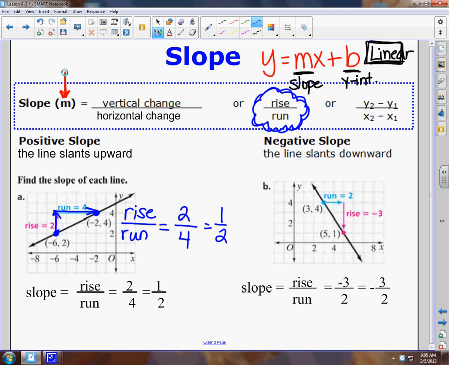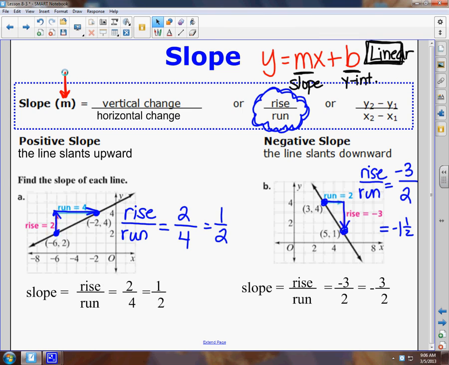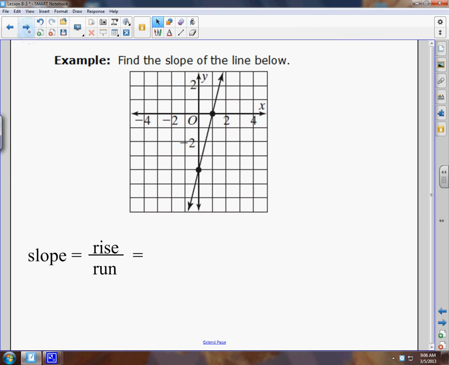If I look at this one, I pick 2 points on my line, and then I do rise over run. So I run over 2, and then I go down 3. So that's how it gets that negative. So if I did rise over run for this one, rise would be -3, and run would be 2. So my slope would be -1.5. Okay, so find the slope of the line below using rise over run.